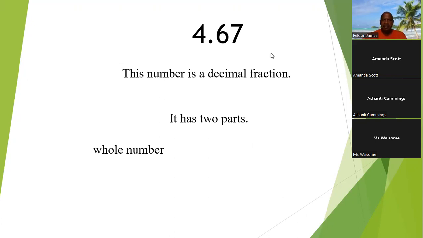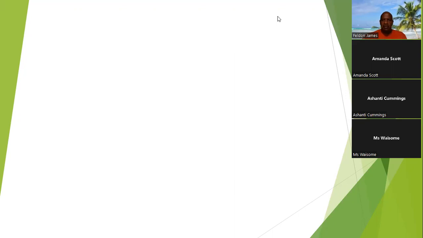Let me clear these and use somewhat an easier number to calculate. Suppose we have 2.75 and we want to convert this into a regular fraction. What can we do to convert this into a regular fraction, knowing what we have learned just now? How could we convert this into a regular fraction, students?